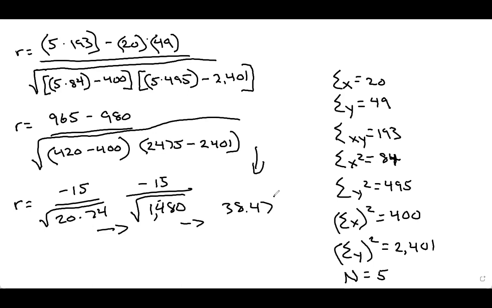38.47. So now all we have left to do is divide negative 15 by 38.47. And remember, the negative is very important. So make sure that your calculator does that, because what the number should come out to is negative 0.39. So r equals negative 0.39.